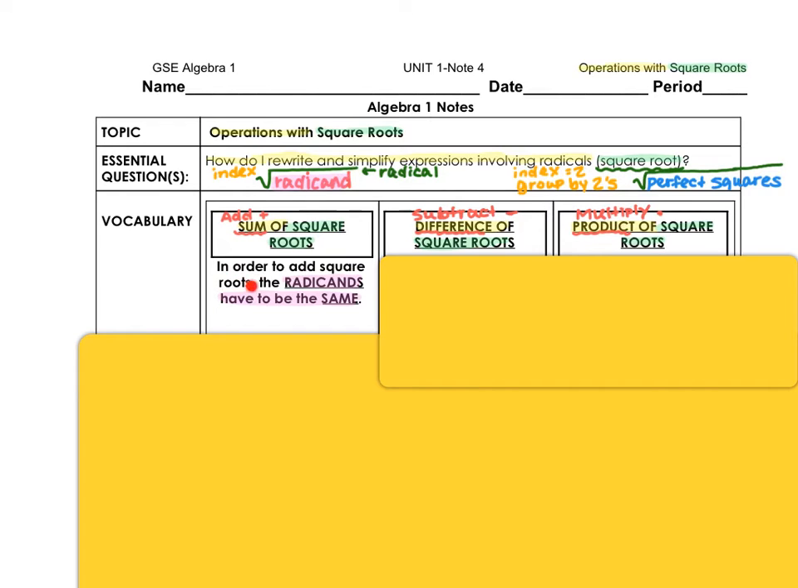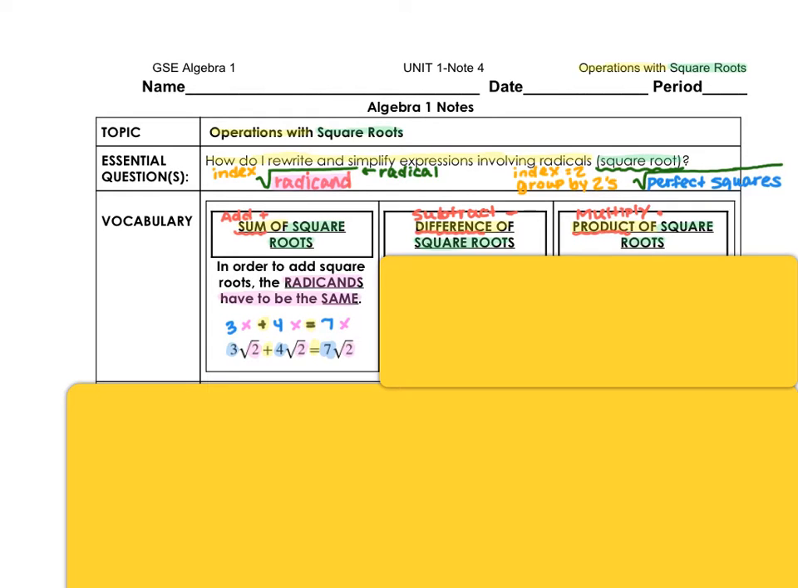In order to add square roots, the radicands, the numbers underneath the radical, have to be the same. In our example, the reason why we were able to add 3 square root 2 and 4 square root 2 was because they both have the same radicand of 2. So we combined them by adding the coefficients out in front of them, by taking 4 plus 3, and we got 7. This is very similar to how we're able to add variable expressions. For example, 3x plus 4x and get 7x, because they both have the same variable part. We're able to put them together by adding their coefficients, 3 plus 4, and getting 7.